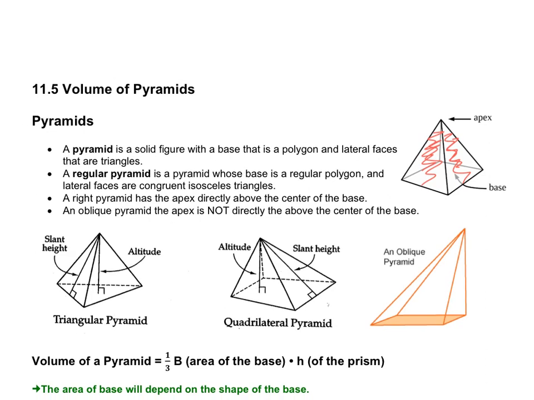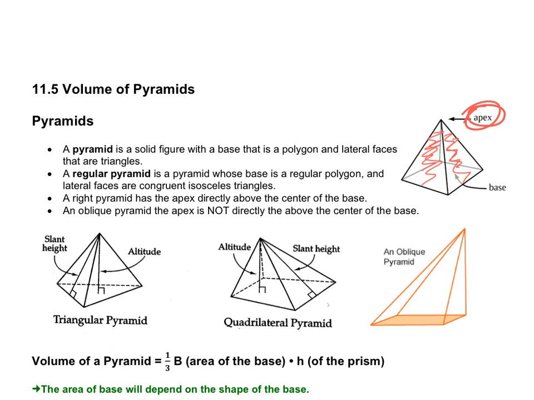A regular pyramid is a pyramid whose base is a regular polygon, and lateral faces are congruent isosceles triangles. A regular pyramid just basically means that all those sides are congruent. A right pyramid has the apex directly above the center of the base. The apex is like the tipping point or the max point. In the geometric world, we look at the apex as the tippy top of our pyramid.